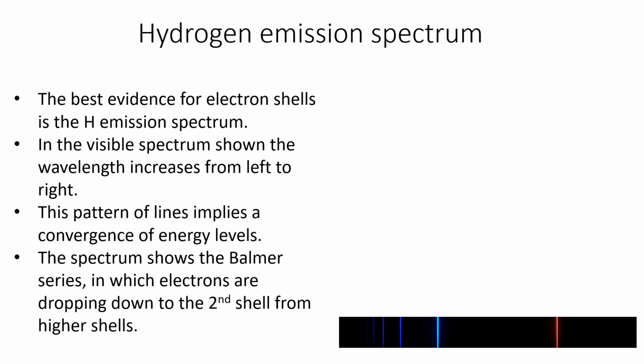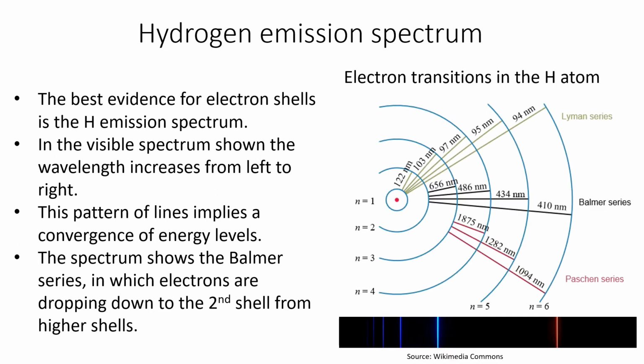And so, as it happens, this is the so-called Balmer series. And so what all these lines have in common is that in every case an electron is dropping down to the second shell from some higher shell. And in the picture we can see now on the screen, we've actually got the first three series shown on the diagram. You can see the green series at the top there.